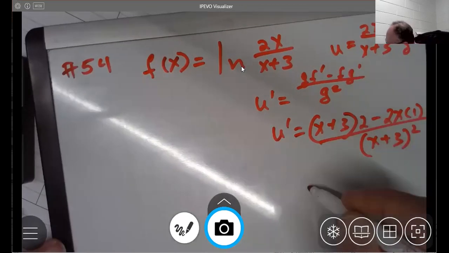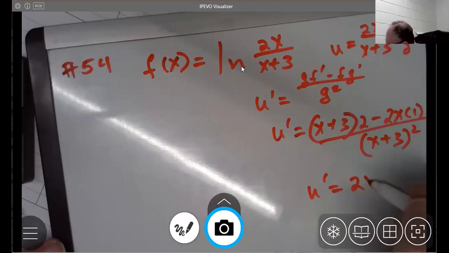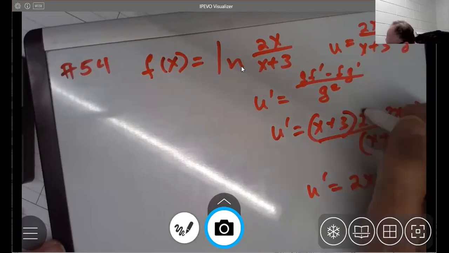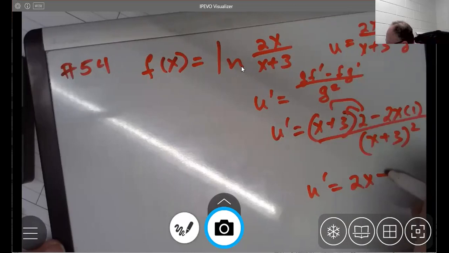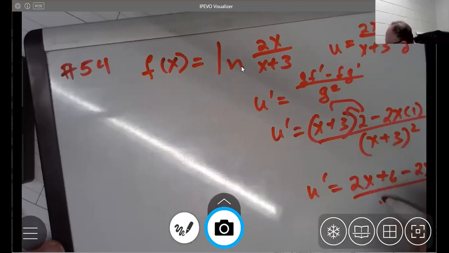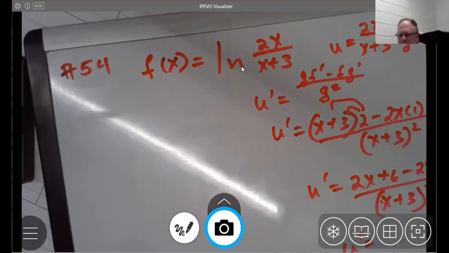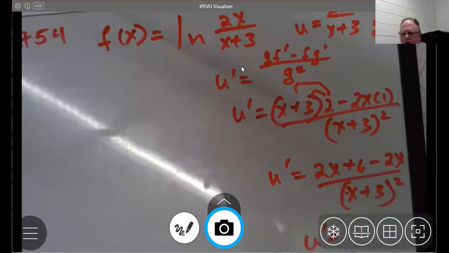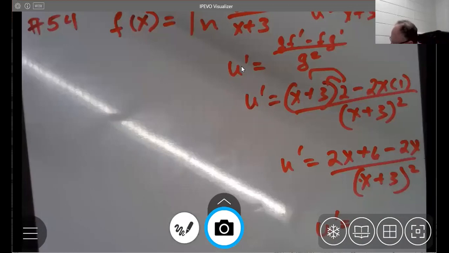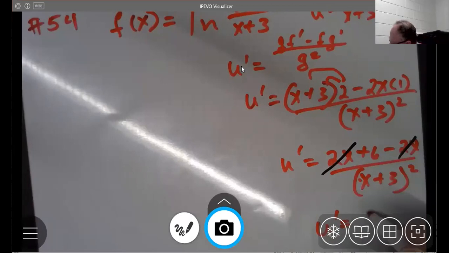So u prime would be 2x. If we distributed this 2, it would be 2x plus 6 minus 2x all over x plus 3 quantity squared. And so u prime, the 2x's will cancel, right? Look at these 2x's, they cancel. And so we get 6 over x plus 3 quantity squared.